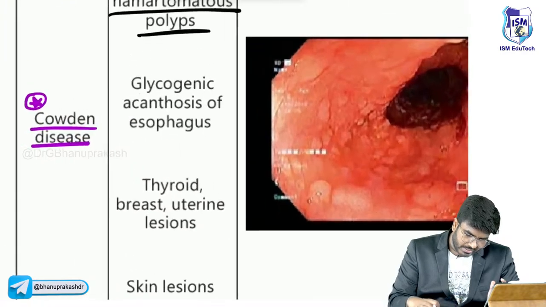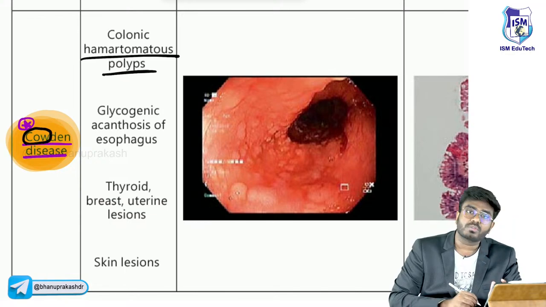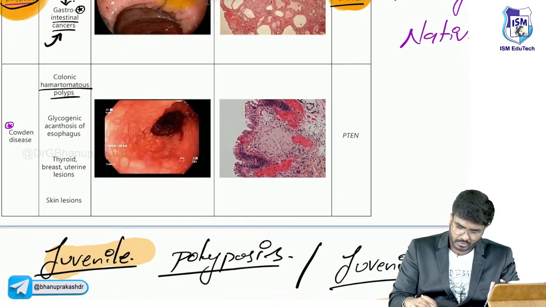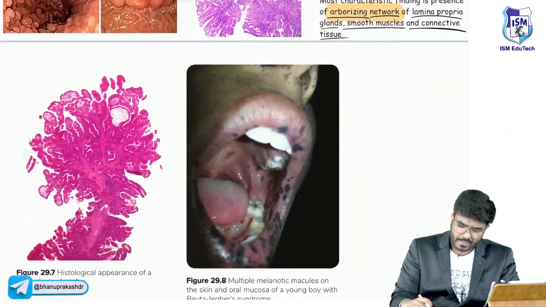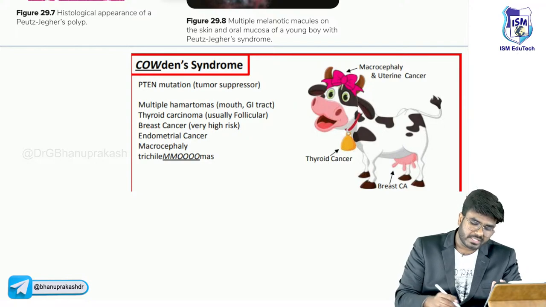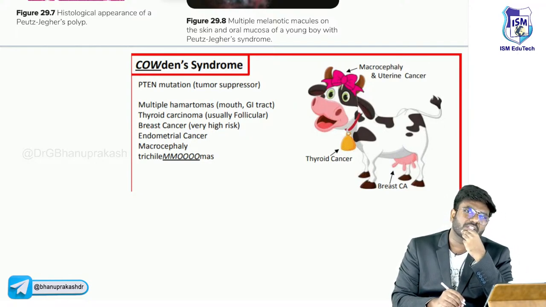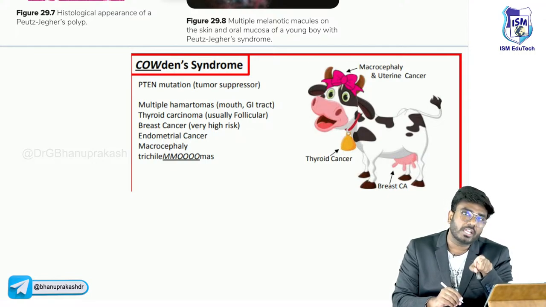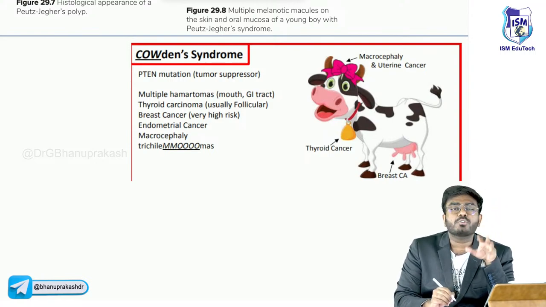The third condition is Cowden syndrome. It starts with which word? Cow. So I always think about the cow. Let's see about Cowden syndrome. First point: in Cowden syndrome, are you going to have hyperplastic polyps, inflammatory polyps, or hamartomatous polyps? If you are suffering from Cowden syndrome, you are going to have hamartomatous polyps. Cowden, I used to remember like 10.